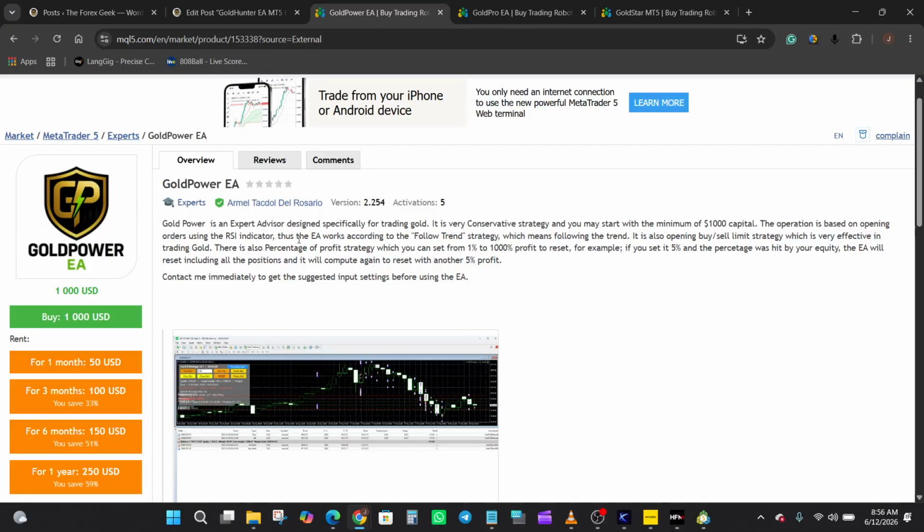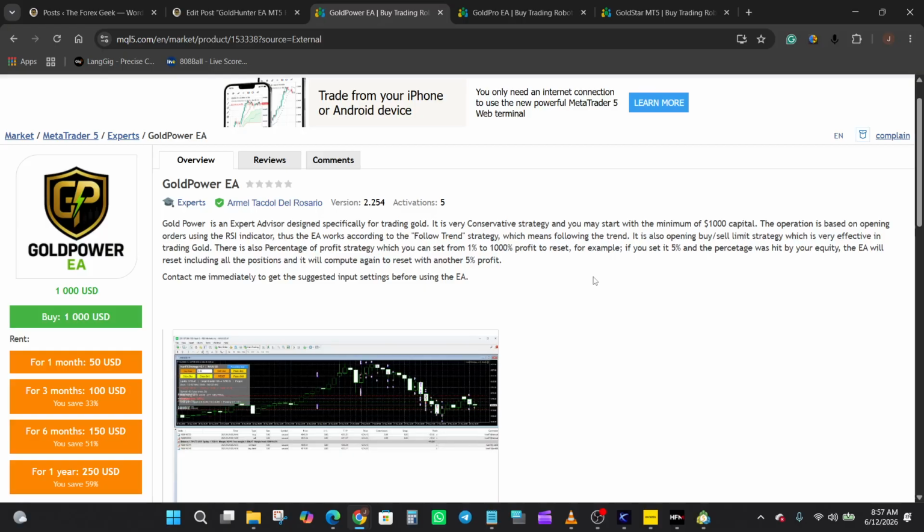So as I continue through the page, another feature mentioned is the percentage profit reset function. According to the description, users can define a target profit percentage ranging from 1% up to 1000%. Once the account equity reaches that selected percentage target, the EA resets its calculations and positions before beginning a new cycle based on the next profit objective. Now, since this is one of the key functions highlighted by the developer, it is clearly intended to be part of the EA's overall account management approach.